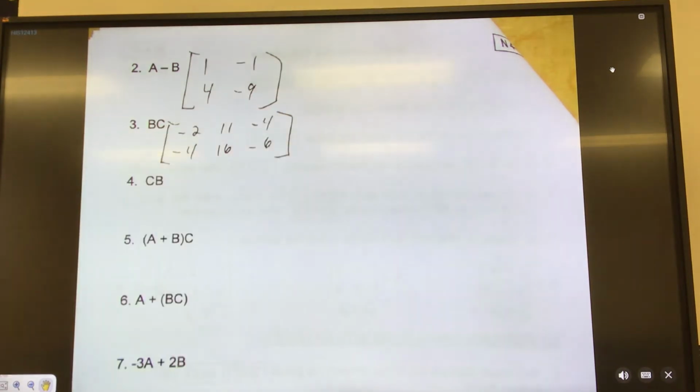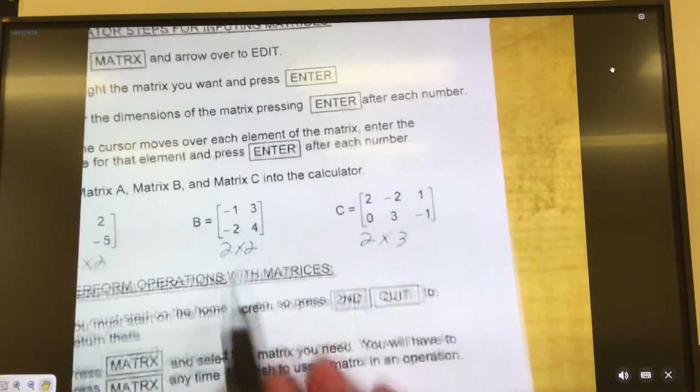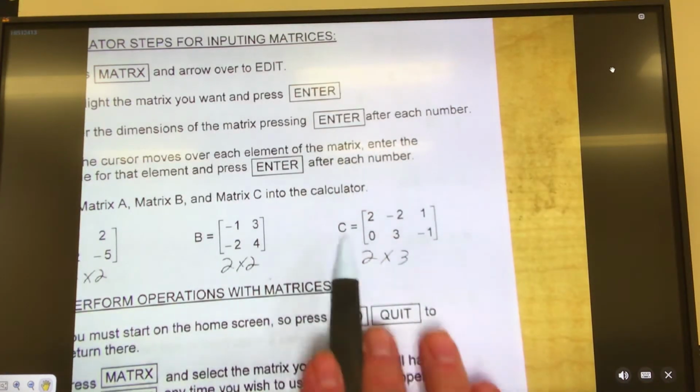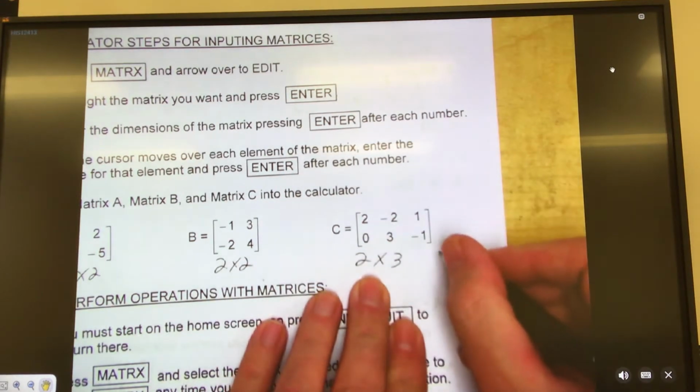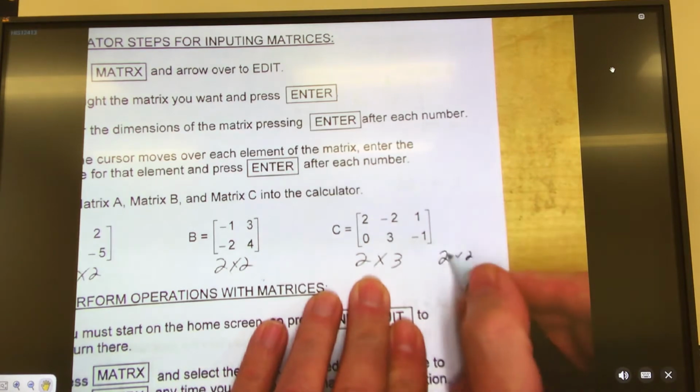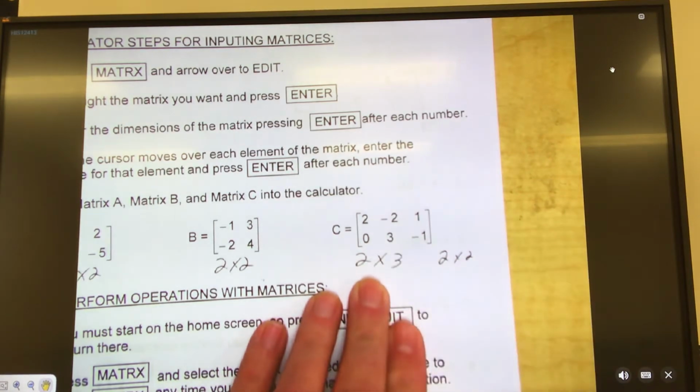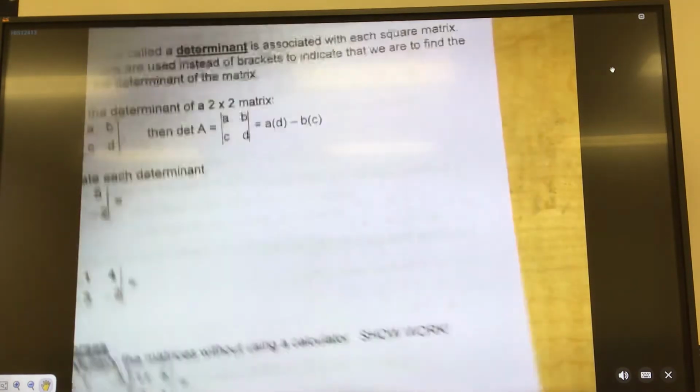Well, if I look at it, first page, if I put my B second, so it's C times B, that would be 2 by 3, and then B would be a 2 by 2. Well, clearly the middle numbers are not the same, so this one is not possible.